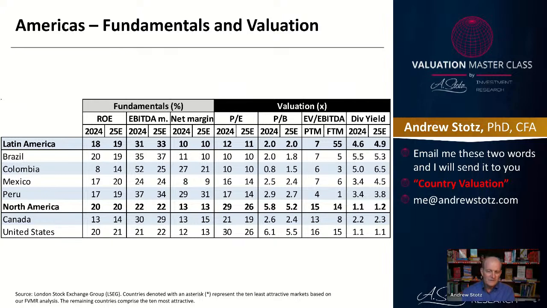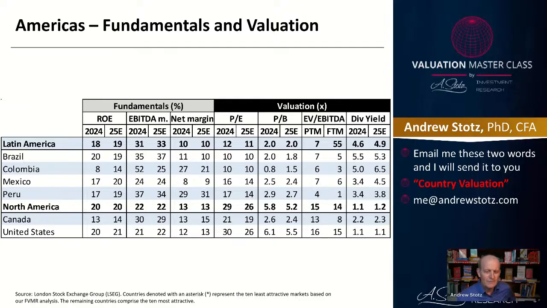So one of the countries is Brazil. It's got a net margin of 10, trading on 10 times PE, price to book is about 1.8, and paying an incredibly high 5.3% dividend yield. Colombia, 6.5% dividend yield. Now, there's an important thing to understand about dividend yield, though: a high dividend yield also has to compensate for inflation. And Latin America tends to be an inflationary environment. And therefore, there is an inflation component internally in that dividend yield. So just be careful there.